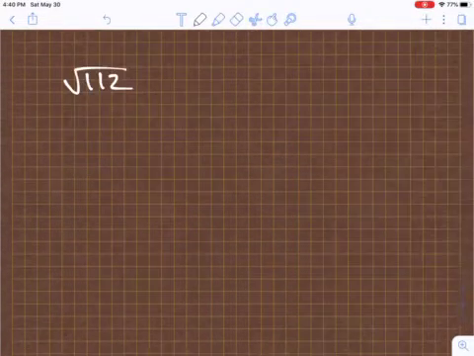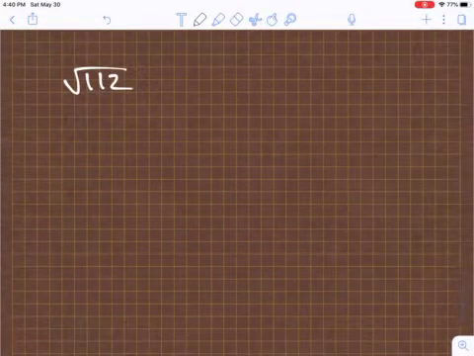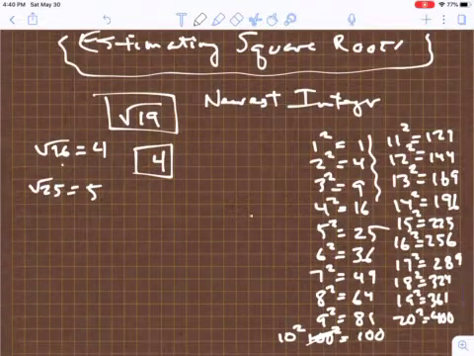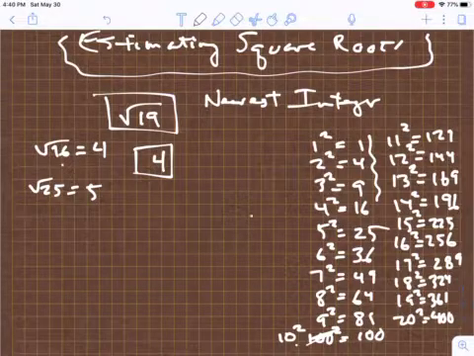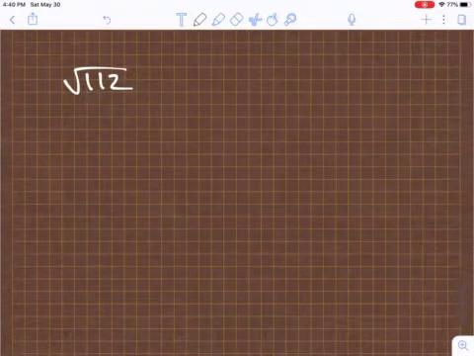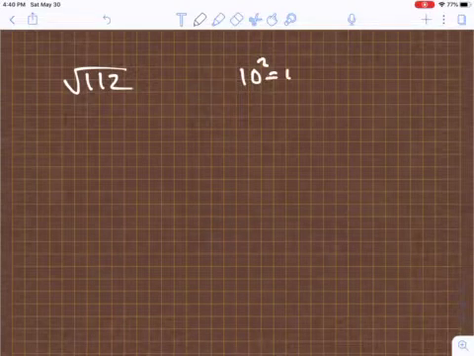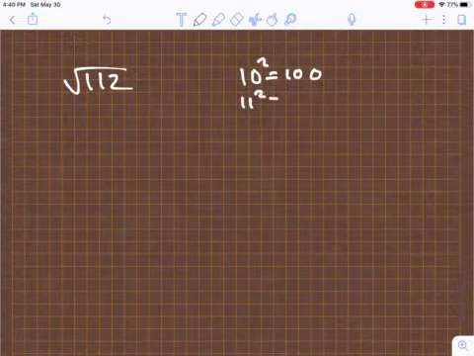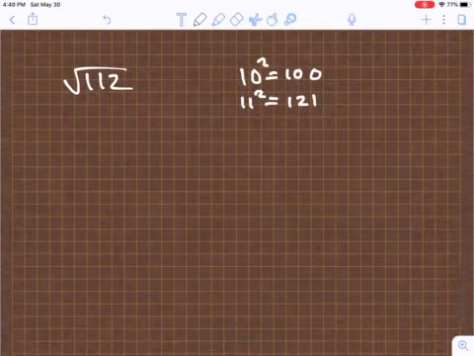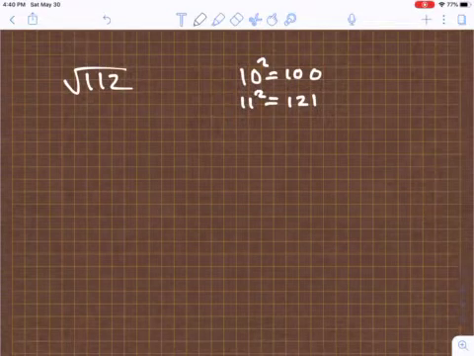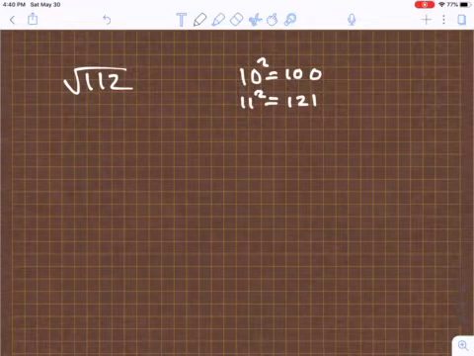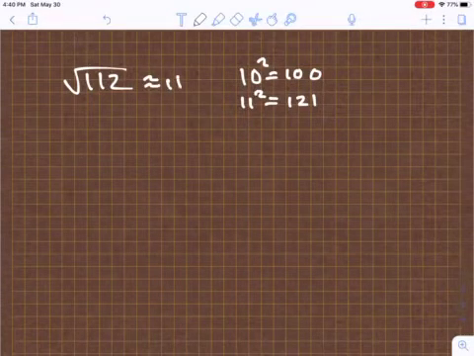Let's take a look at a couple of the other ones. Square root of 112. If we look back at our list, 112 falls between 10 squared and 11 squared. 10 squared is 100, and 11 squared is 121, and 112 is 12 bigger than 100, but it's 9 less than 121. So 112 is closer to 121. If you had to approximate this, I would approximate it closest to 11.